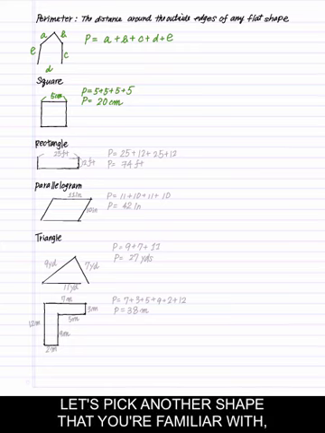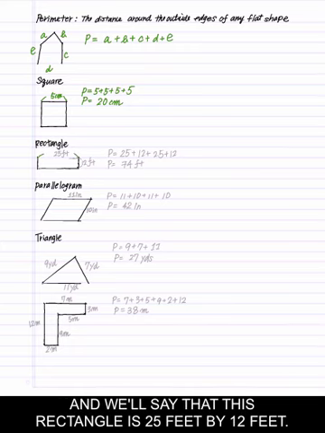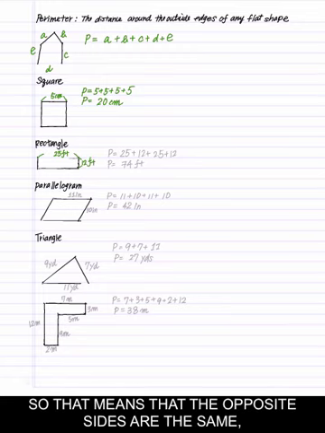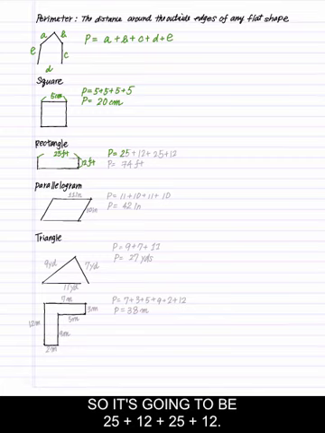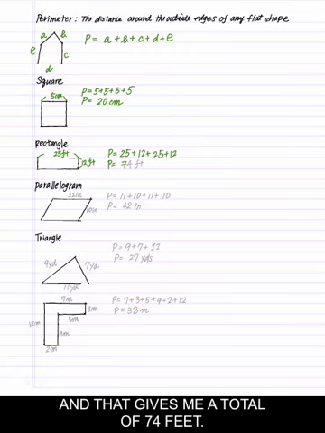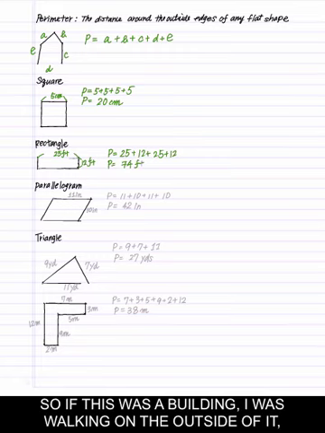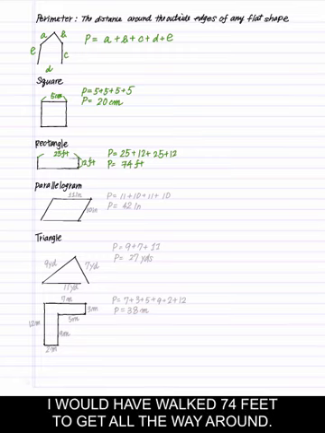Let's pick another shape that you're familiar with, the rectangle. And we'll say that this rectangle is 25 feet by 12 feet. Well, that means that the opposite sides are the same. And so once again, I'm just going to add up all four sides. That's going to be 25 plus 12 plus 25 plus 12. And that gives me a total of 74 feet. So if this was a building and I was walking around the outside of it, I would have walked 74 feet to get all the way around.